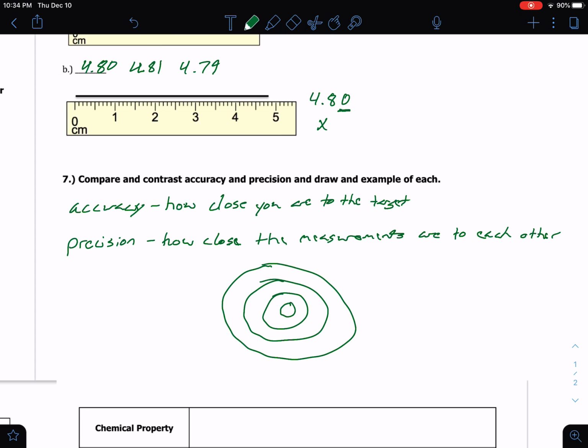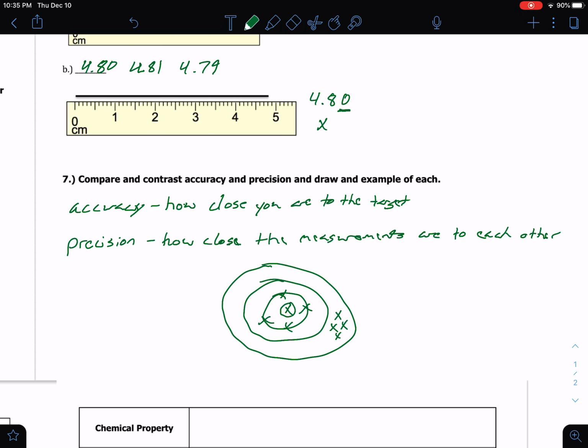So accuracy would be like if you could land it right in the middle, that would be your accuracy. If you landed all around it, kind of like this, and your average came out to a bullseye, you would be considered accurate. Precision is like if I was over here and all my shots were right around each other.